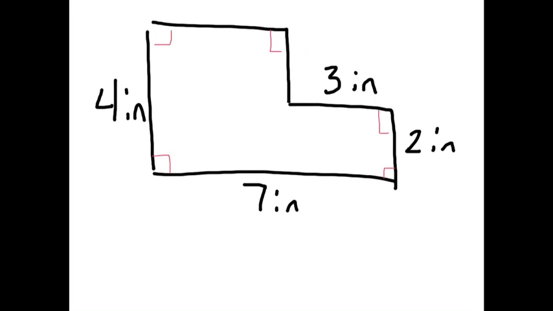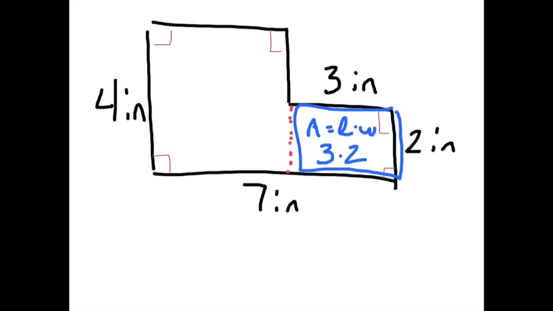Here's a harder one. It's not a rectangle and it's not a square, but we could cut it into 2 smaller rectangles. We could find the area of one of them and then the other, and then add that total area together. This smaller rectangle's easy. That's going to have an area, length times width, of 3 times 2, which is a total of 6 inches squared.